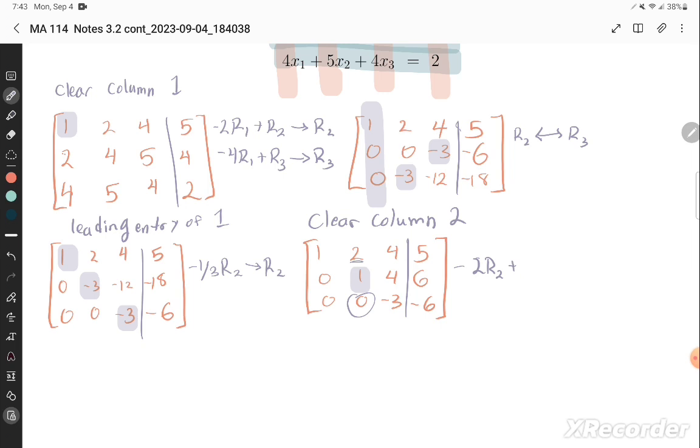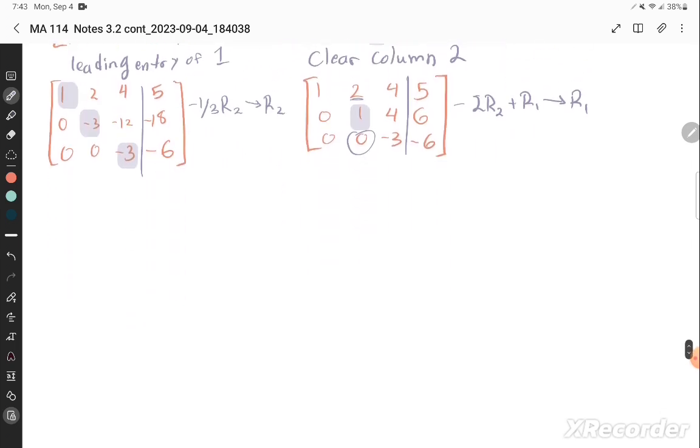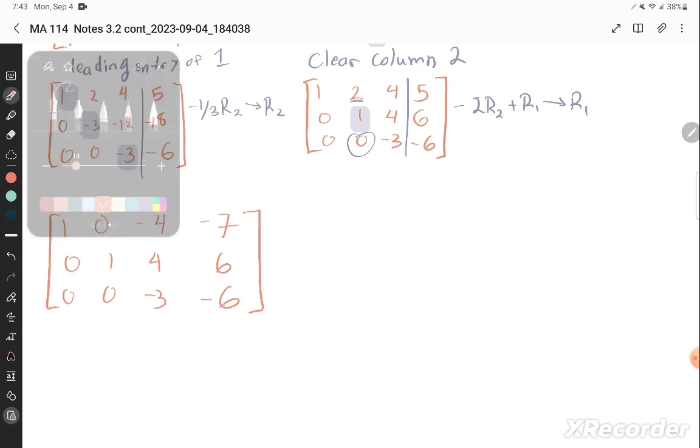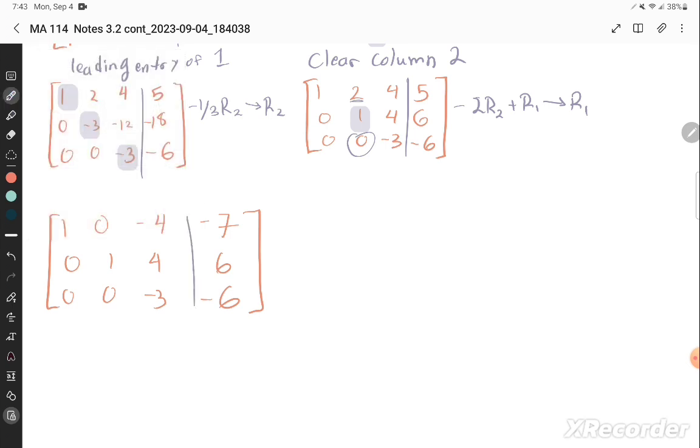row 2, plus row 1 gets me new row 1. So I've got 1, 0, -4, and then -7. And then this is going to be 0, 1, 4, 6, and then 0, 0, -3, -6. Now this is beginning to look good. I'm getting close to row reduced echelon form, and this column's cleared.